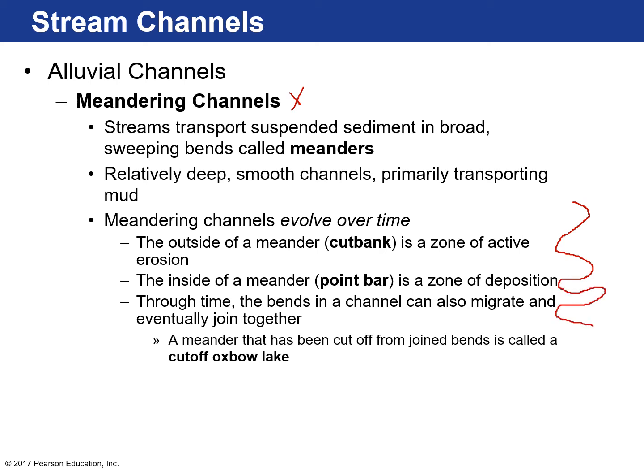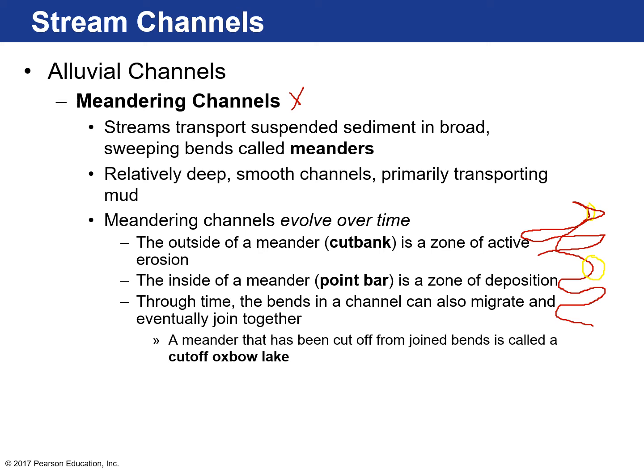The outside of a meander is called a cut bank. Let me just change the color here. This area of the river would be referred to as a cut bank, and that's an area of active erosion. Over time the meanders will evolve and become larger and even more sweeping back and forth like that, so the river kind of widens a valley.